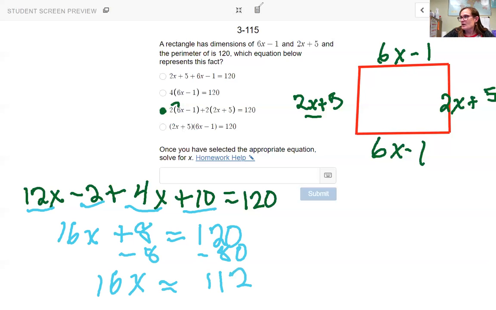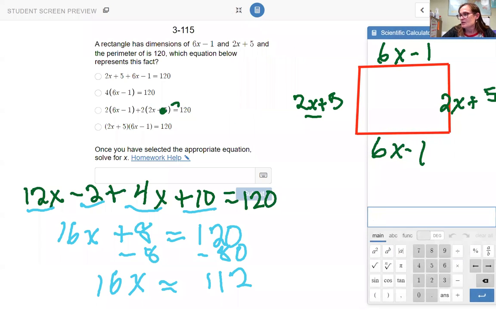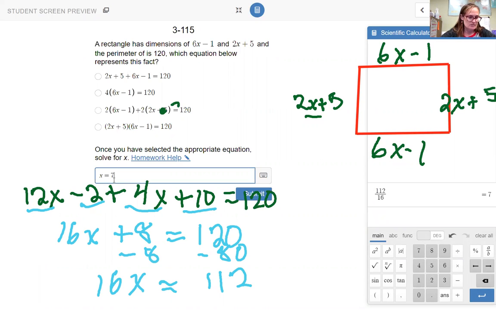Then we can pull up our calculator. Oh yeah, I forgot to turn off the pen. Okay, pull up the calculator. There we go. And we put 112 divided by 16 equals 7. So that's the answer we put in our answer box. X equals 7.